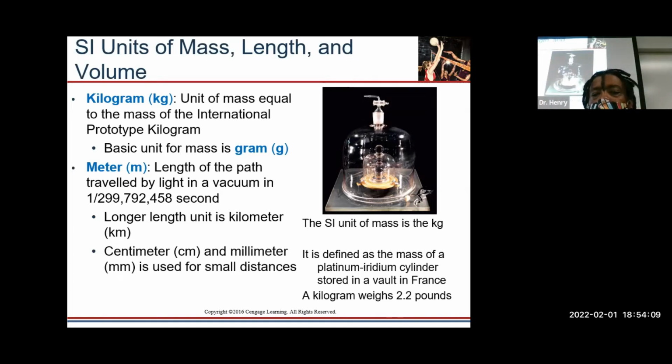Okay, so when we talk about length, we're going to be using meters. Again, if we're working with smaller distances, we're going to be using centimeters or millimeters or micrometers.